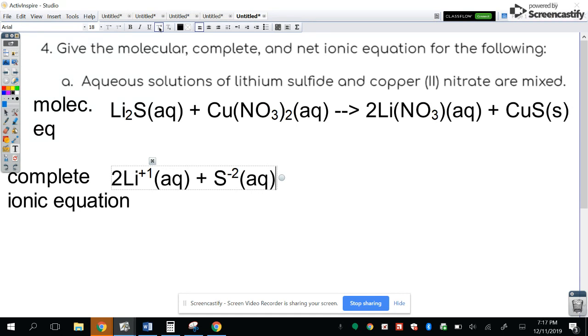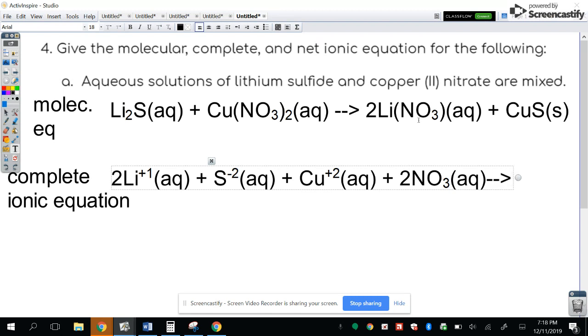So that's my first compound, plus 1 copper with a charge of +2, and again, being that it's soluble, I put AQ, plus 2 nitrate, and that's also going to be aqueous. And now I'm going to put it on the next row because I don't have room here.